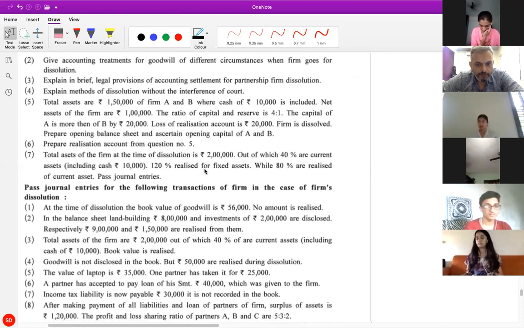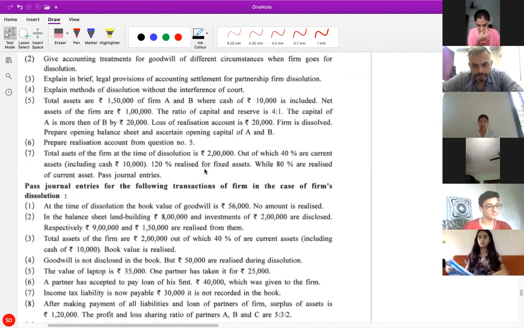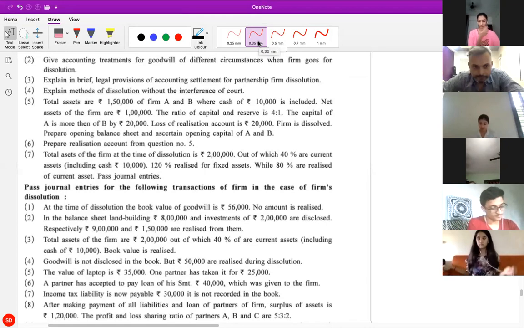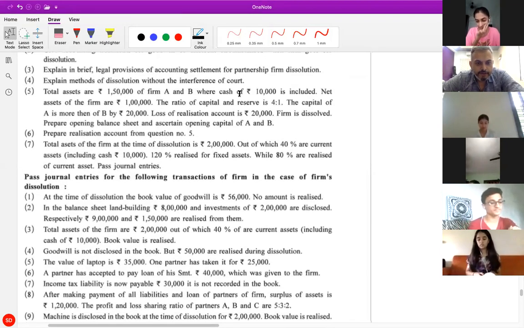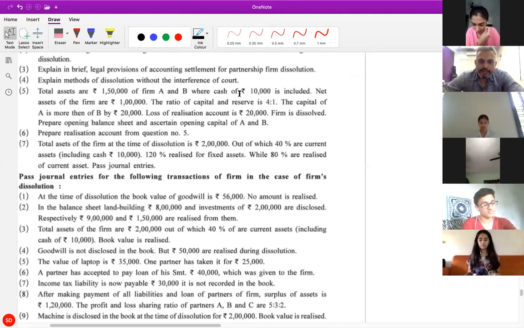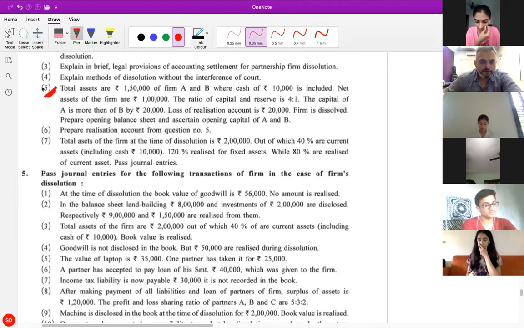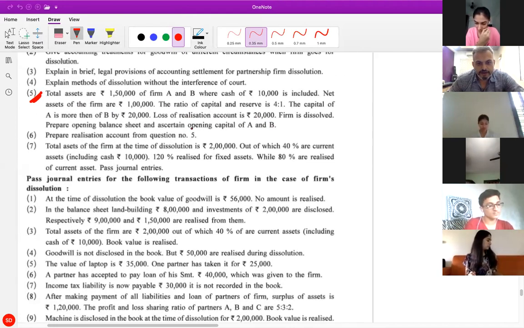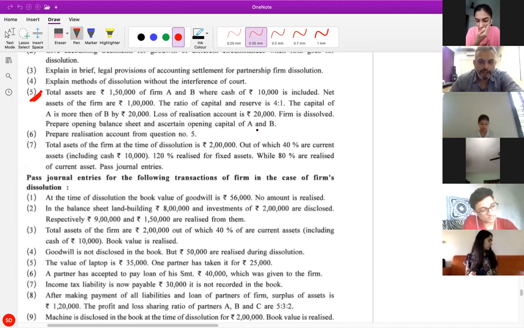Now पेज 311 में क्वेश्चन नंबर 5. Total assets are 1,50,000 of the firm A and B, where cash of 10,000 is included. Net assets of the firm are 1 lakh. Ratio of capital and reserve is 4:1. The capital of A is more than of B by 20,000. Loss of realization is 20,000. Firm is dissolved. Prepare opening balance sheet and ascertain opening capital of A and B.